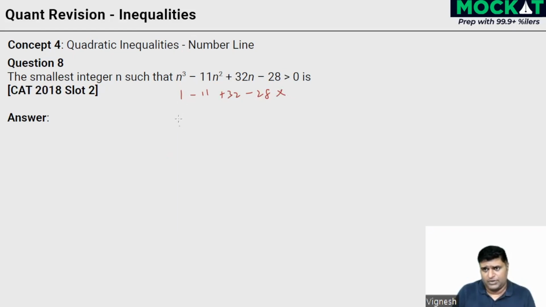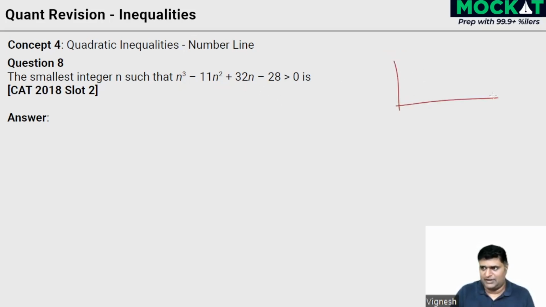Try a 2. 2 cube is 8 minus 2 square into 11 is 44 plus 32 into 2 is 64 minus 28, right? 64 minus 44 is plus 20. Minus 28 plus 8 is minus 20 and equals 0. Yeah, it works. So 2 is one of the roots, for sure. Now, if 2 would not have worked out, I would have tried -1, -2, and I would have skipped the question and gone to something else, right? So 2 is definitely one of the roots. How do I divide it, right?